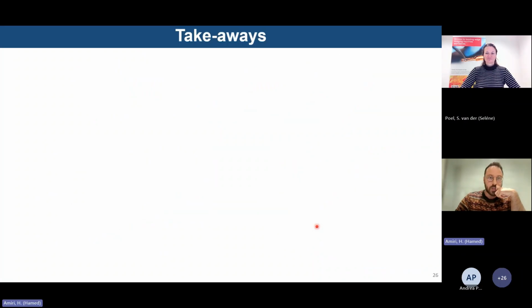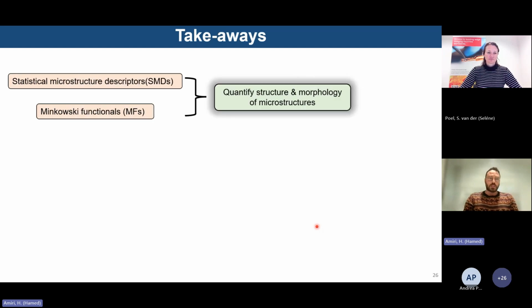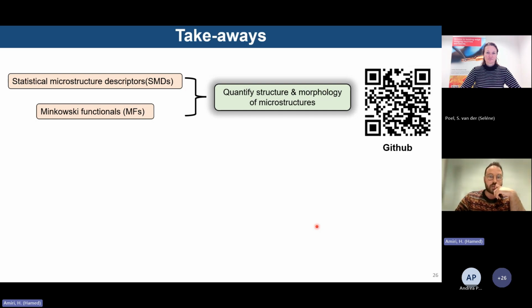So with that being said, I would like to conclude with a few takeaways. We saw how you can get a lot of insight and information about the microstructure, the structure and the morphology of your images using SMDs and Minkowski functionals. You can use this to quantify your microstructure, and it's not limited to just the porosity. As long as you have a segmented image, you can apply this method to quantify your images.